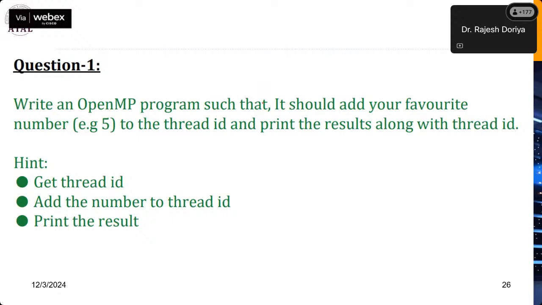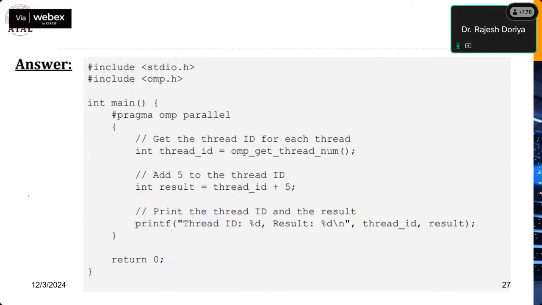So now we were talking about this particular program, where we need to write an OpenMP program such that it should add your favorite number, for example 5, to the thread ID and print the result along with the thread ID. These are the hints which we use. So I am coming to the program now. That is the program for it. Just to tell you, we have included a basic header file for C, and then we have included a header file for the OpenMP program.